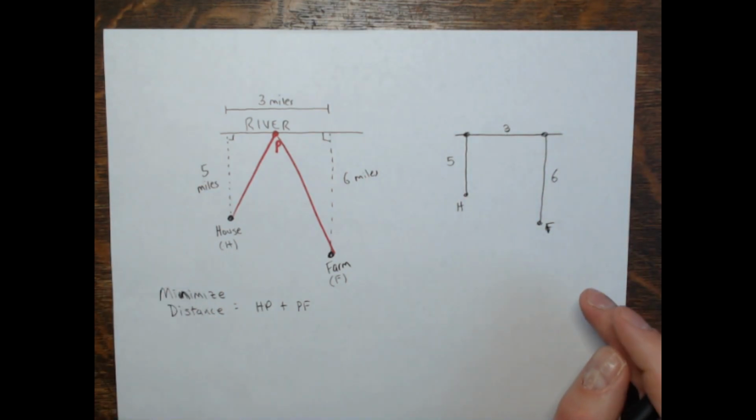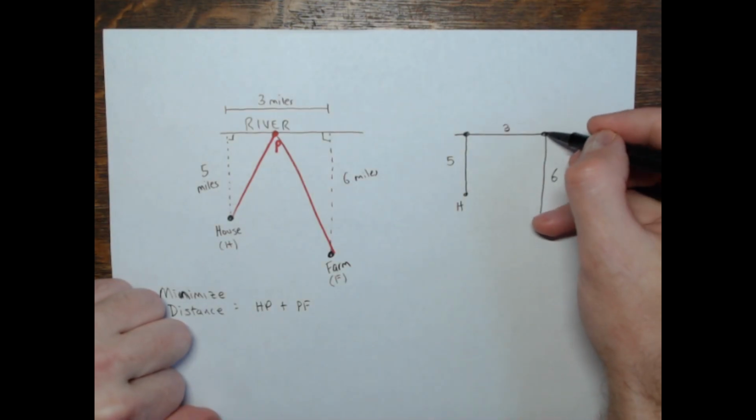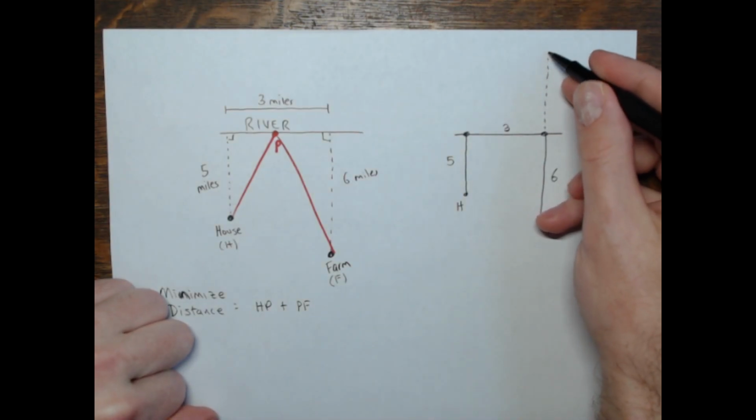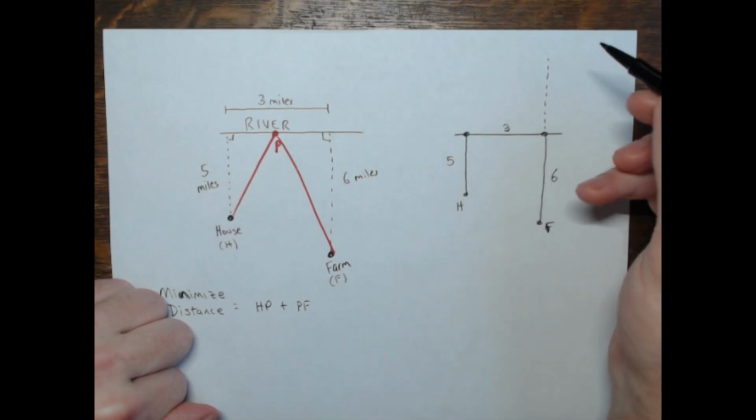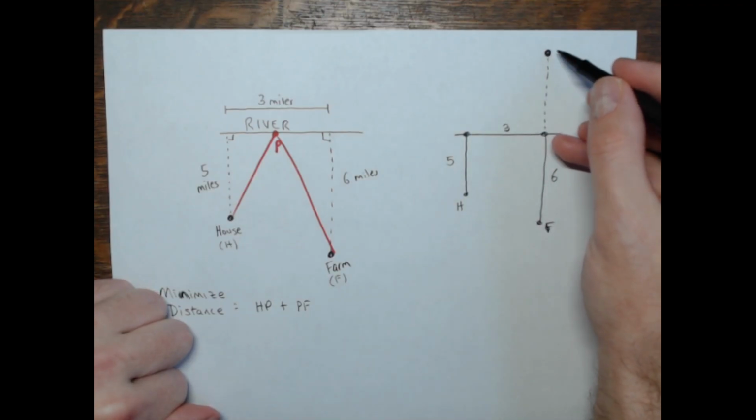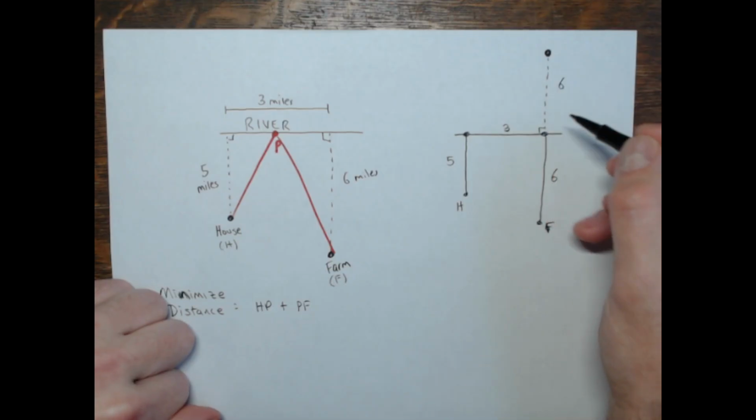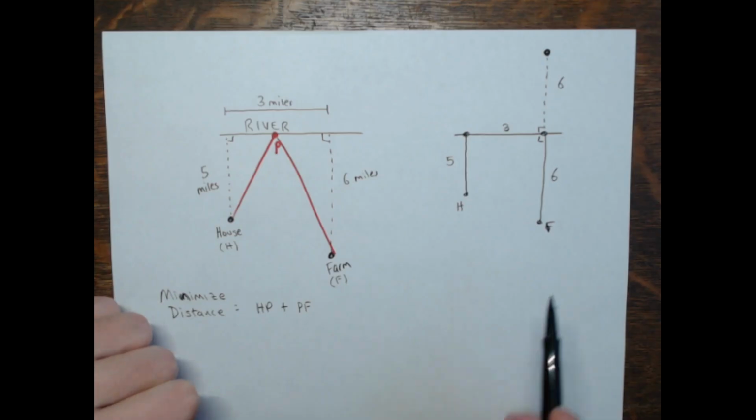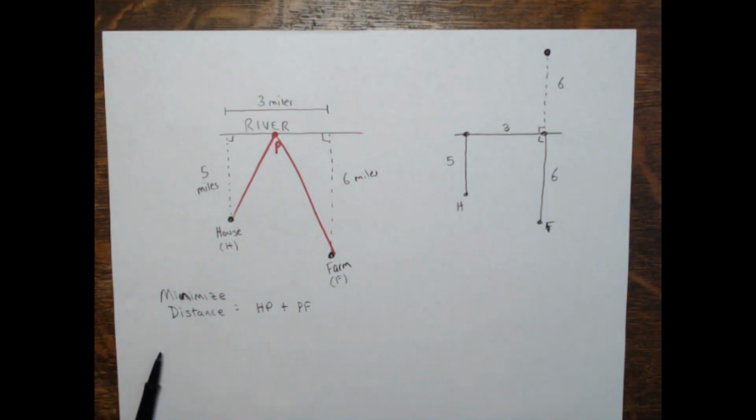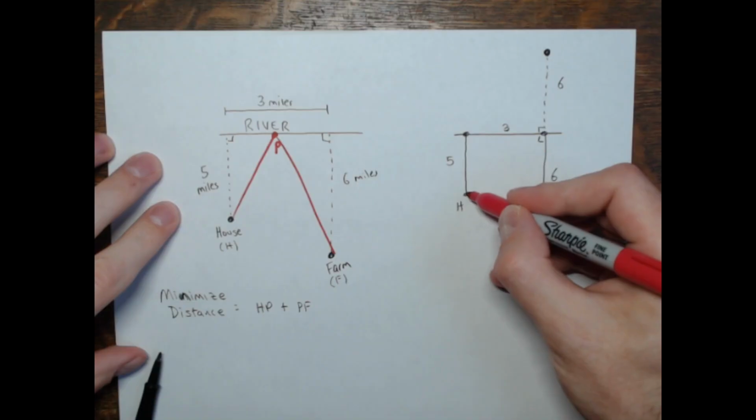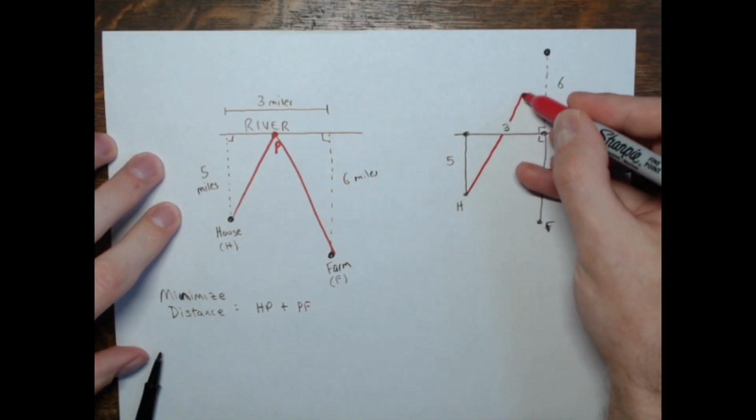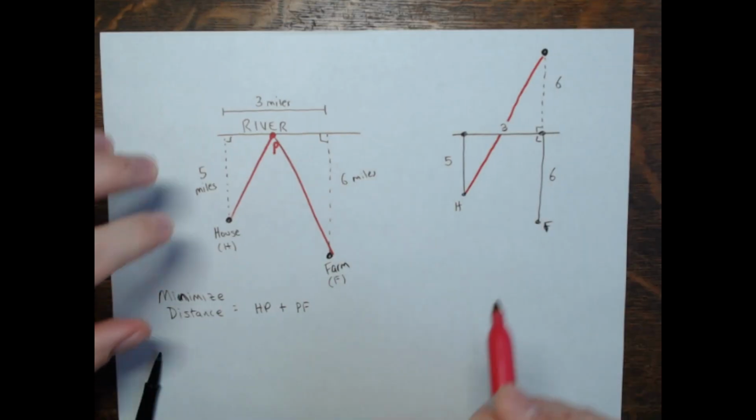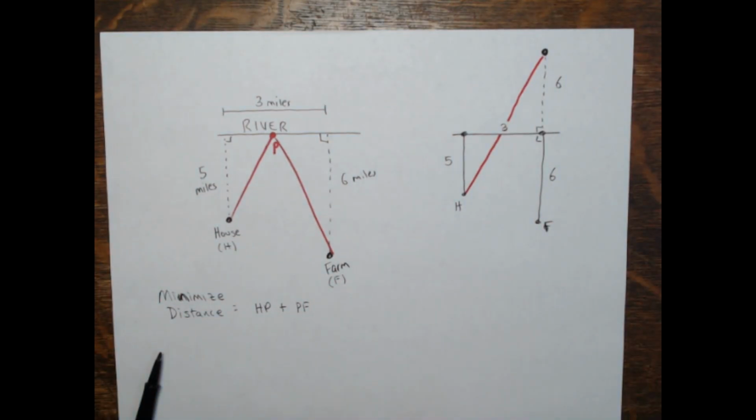If you were to reflect either the farm or the house across, I'll just do the farm here. So again, nice perpendicular. All right, do a reflection of that. And then you were to draw a line straight to that reflected point, right? A nice straight line. That'll minimize your distance.